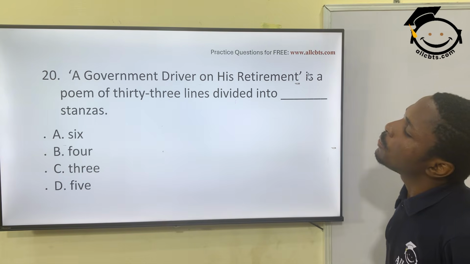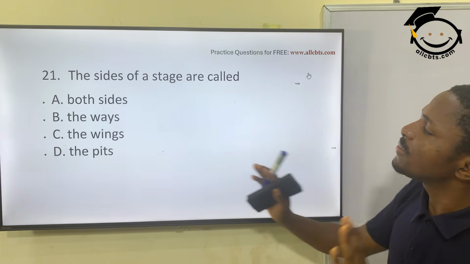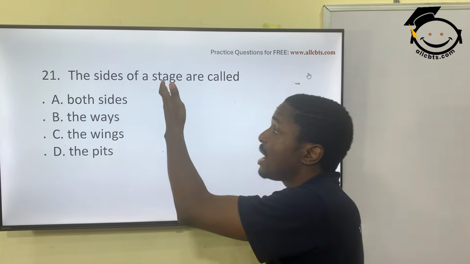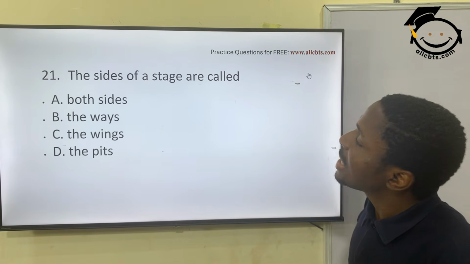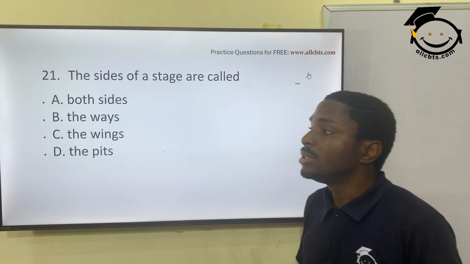Good. Now, next question. The sides of a stage are called what? The sides of the stage are where the actors will often stay, or the cast. The answer is the wings. That's what it's called.